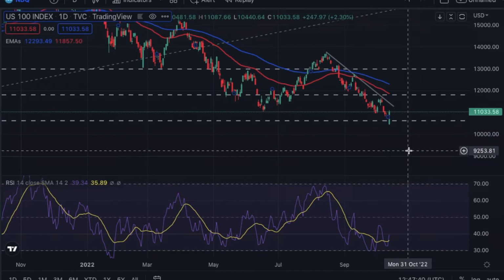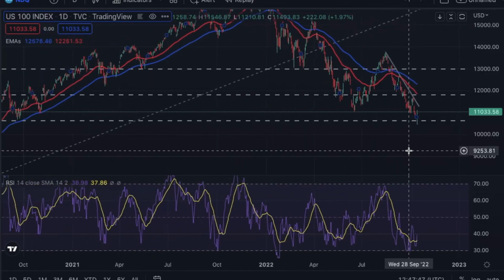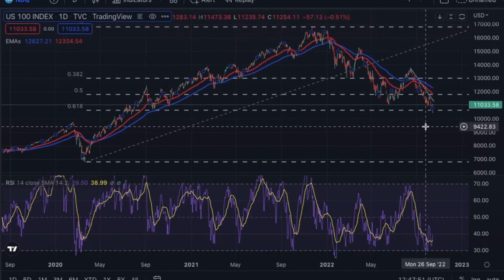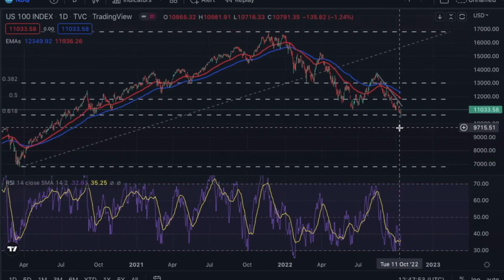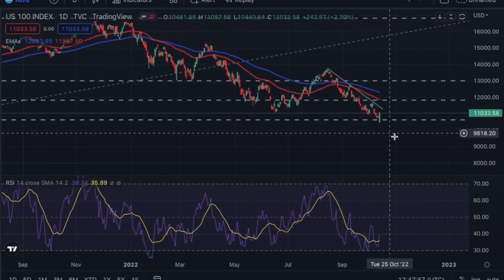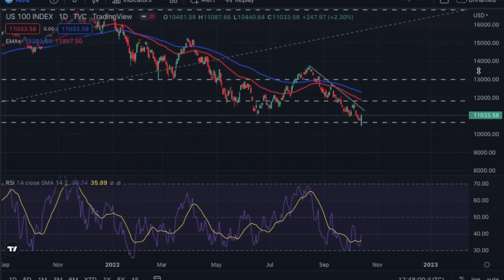So starting on the Nasdaq 100, we are currently sitting at $11,033. We are at our key level, as we did mention, of our 0.6 on our Fibonacci retracement when we go back from our previous COVID lows to our COVID highs, which is a significant level, and you can see the bulls are really starting to come back in here.